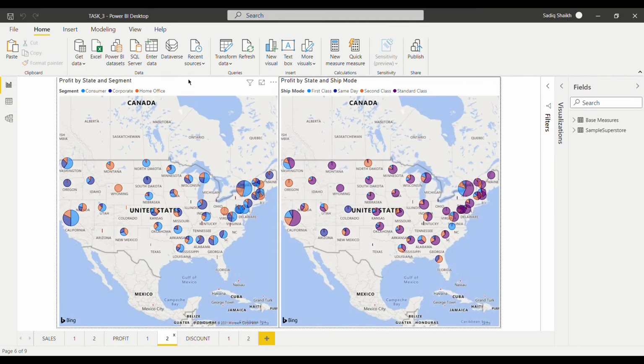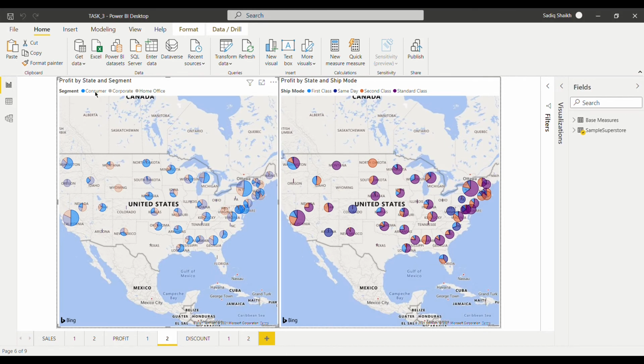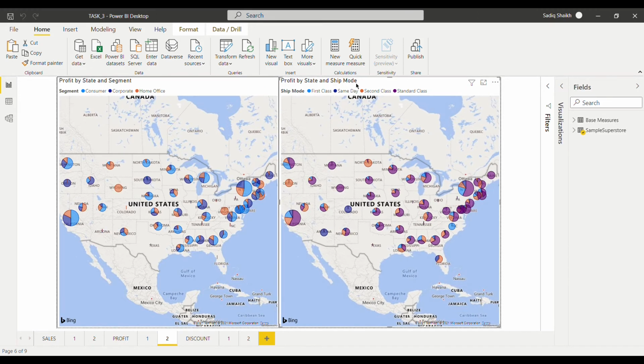Then the same analysis of the profits by the consumers or the corporate world. You can see that consumer has the most profits. The company is earning mostly through consumer sales. Then looking at the shipping mode, it's the same thing: most of the people prefer the standard class, and the standard class is giving more profits than the other classes.